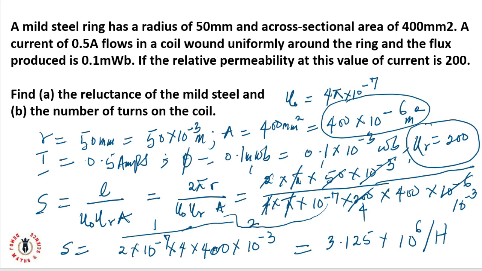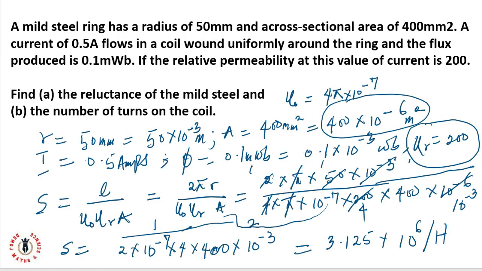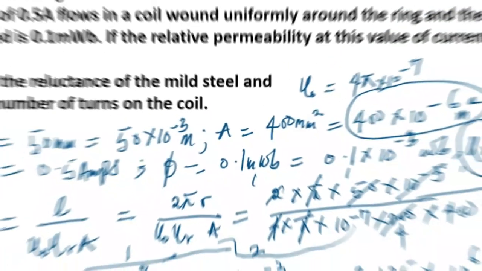Now, the unit for reluctance is per Henry. Remember, the unit for resistance in the electric field is ohms, but for reluctance in the magnetic field it is per Henry. So let's solve for the number of turns. For the B part, we're asked to calculate the number of turns. But let's establish a relationship first before we begin to look at the number of turns.